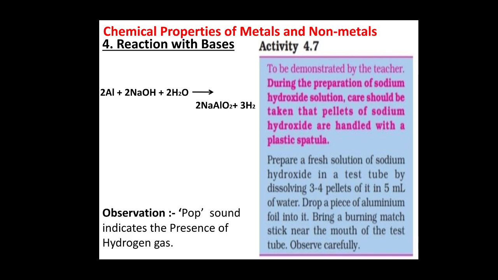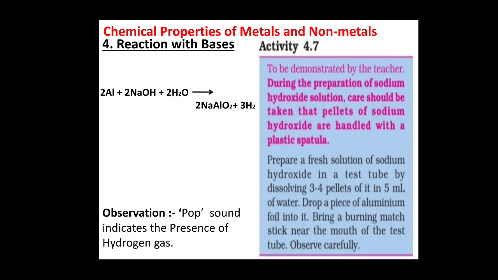Prepare a fresh solution of sodium hydroxide, that is the base, in a test tube by dissolving 3 to 4 pellets of it in 5 ml of water. Drop a piece of aluminum foil into it. Aluminum is the metal, so the base is already formed, and into it we add the aluminum so that the reaction can be performed. Bring a burning matchstick near the mouth of the test tube and observe it. What does it mean? Why do we need to bring a matchstick near the mouth of the test tube?